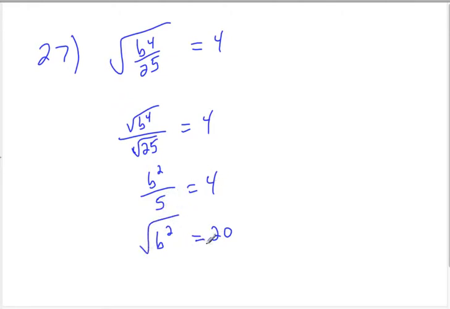And we take the square root of both sides, and we end up with b equals the square root of 20, which is 4 times 5, so it's 2 root 5. Oh yeah, and is it plus or minus? Yes, because if this was negative, we would get 20 when we squared it, and if it was positive, we would get 20, so it's plus or minus.